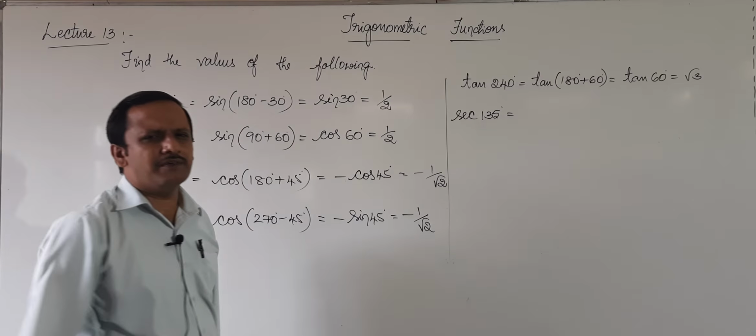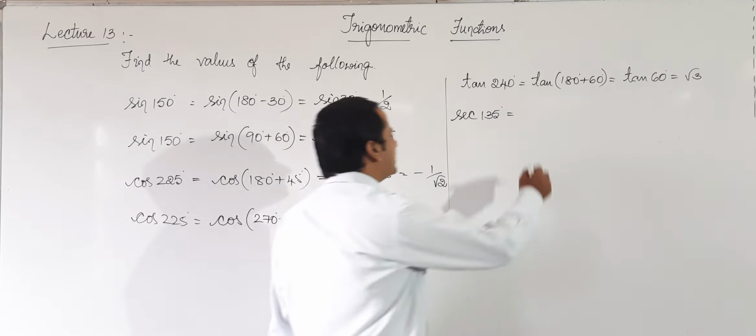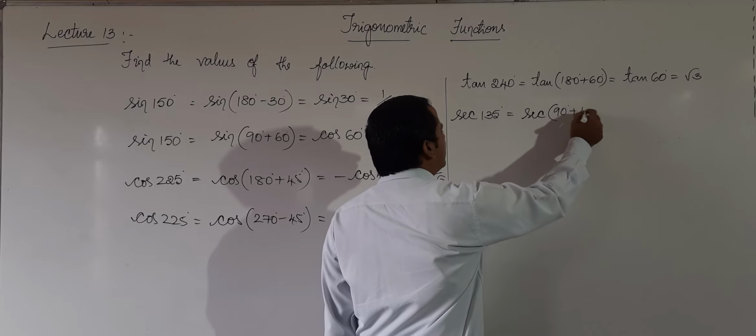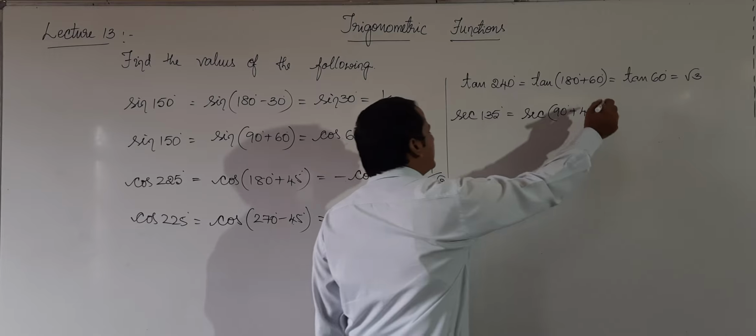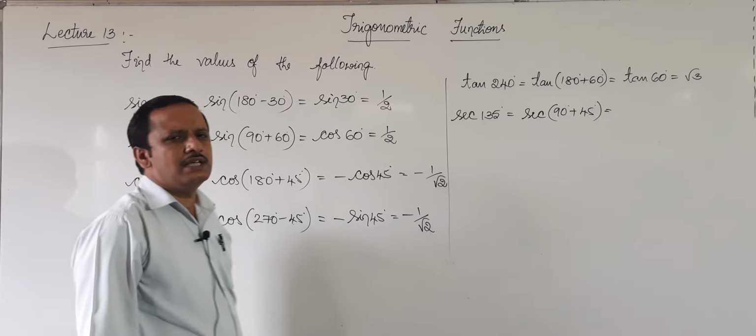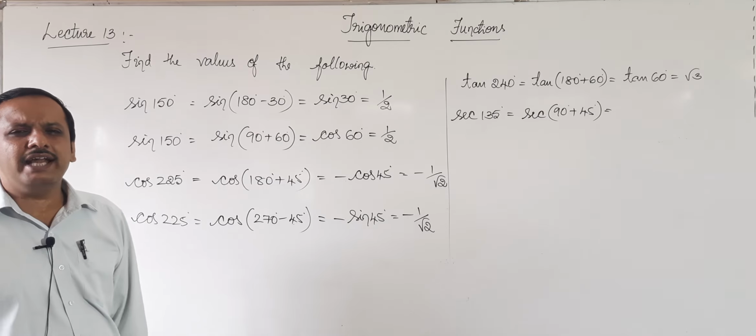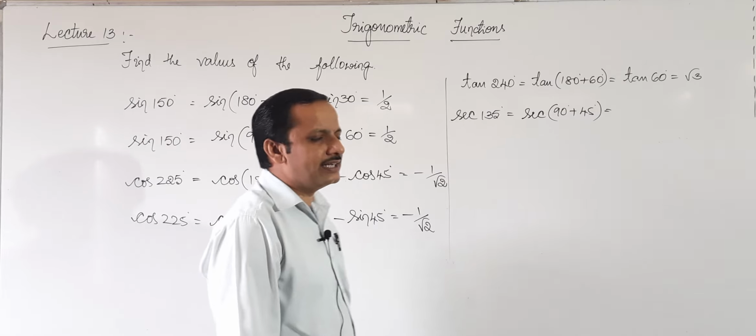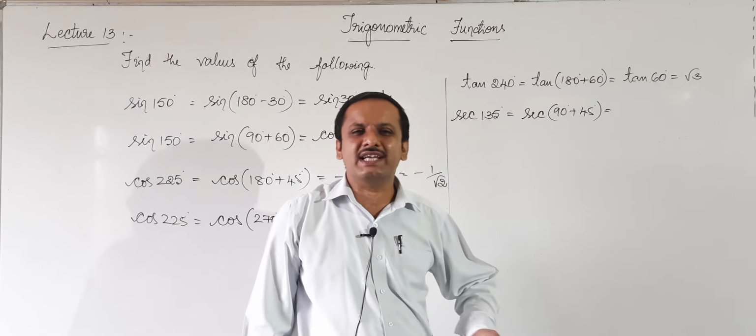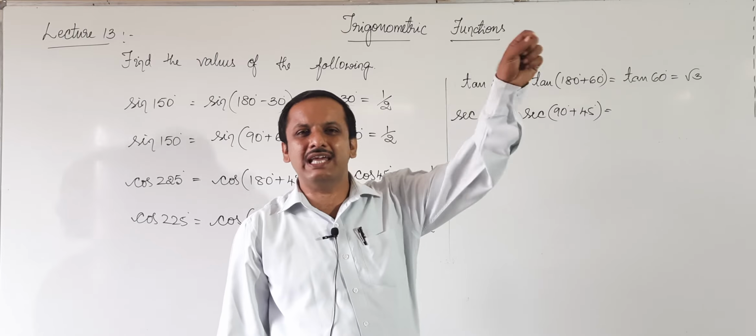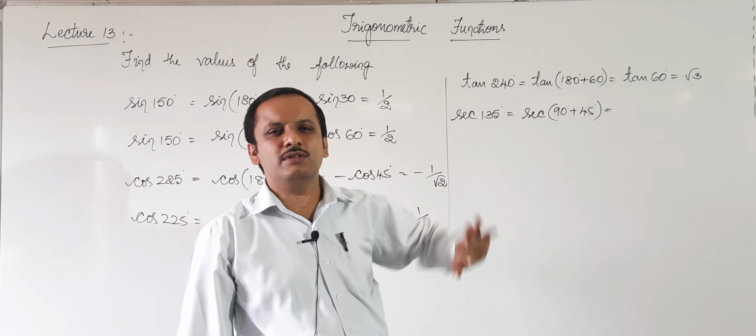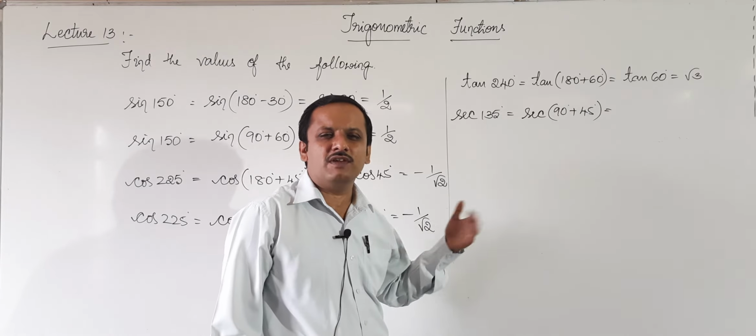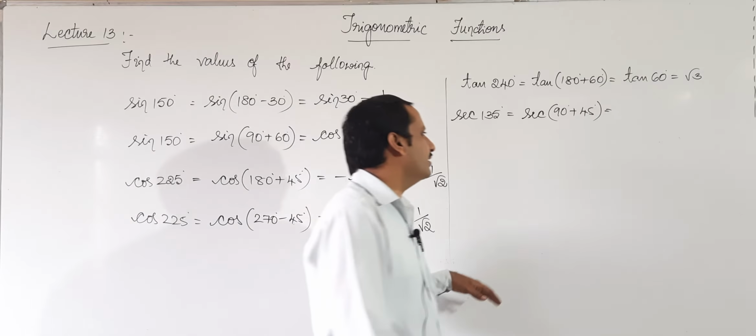Secant 135. 135 I will write as 90 plus 45. Secant 90 plus 45. 135 degree can be written as 90 plus 45. Secant 90 plus theta means it is in the second quadrant. In the second quadrant, secant is negative because in the second quadrant sine is positive. Remember, A, S, T, C. So, the secant is negative. In the second quadrant sine is positive, therefore cosecant is positive, but secant is negative.